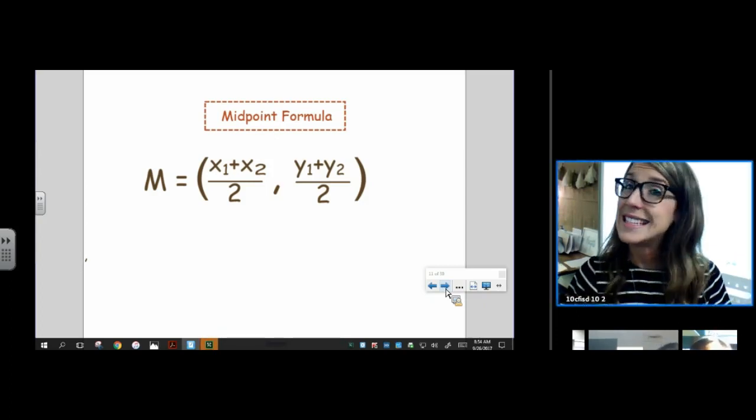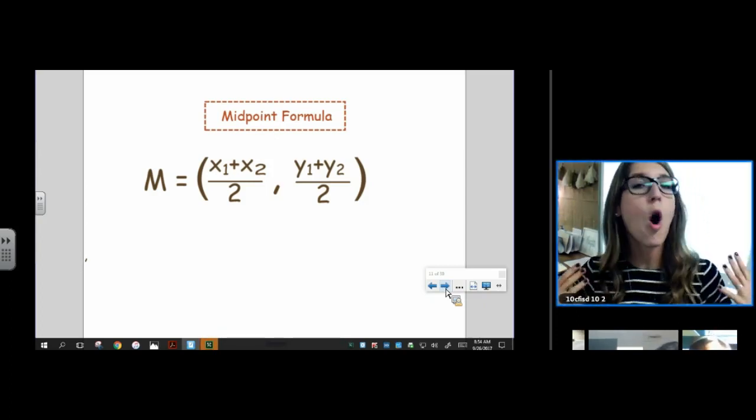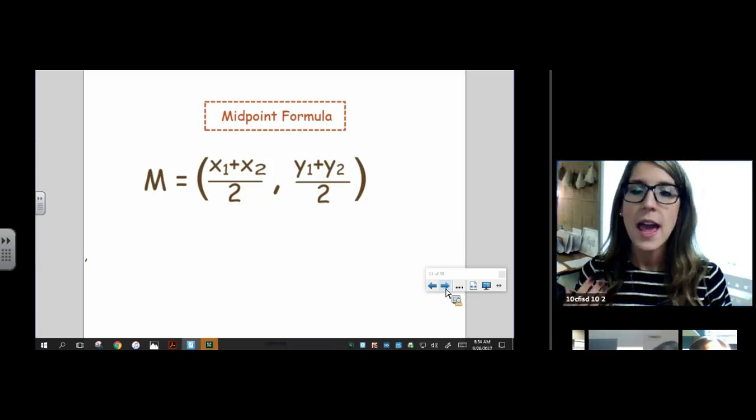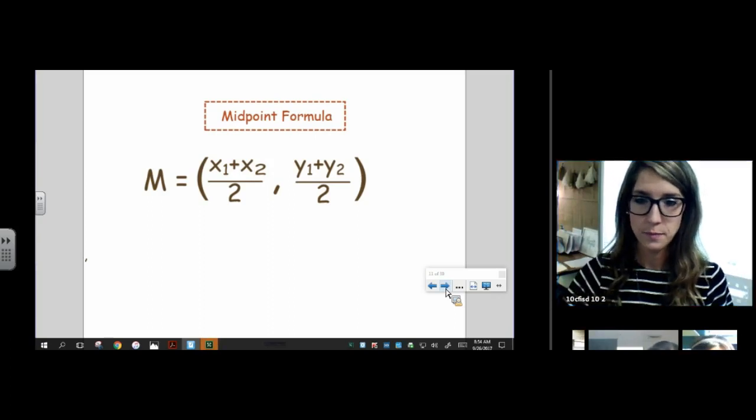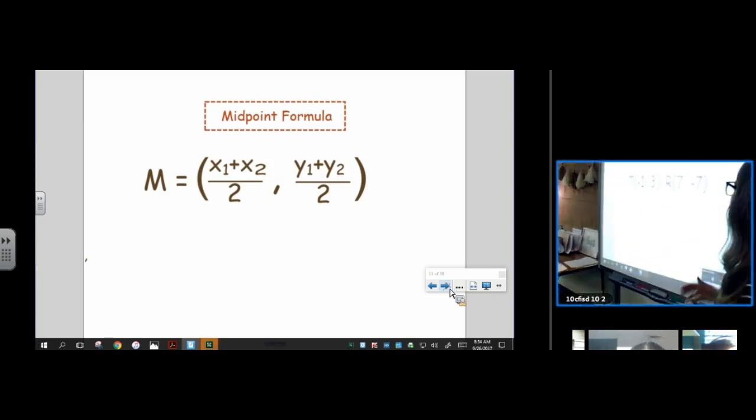So when you find the distance between 2 points, you're always subtracting. Every time to find the distance, you subtract. To find the midpoint, to find the middle, you're adding and dividing by 2. People get confused about which operation to use. Let's try out our new formula.